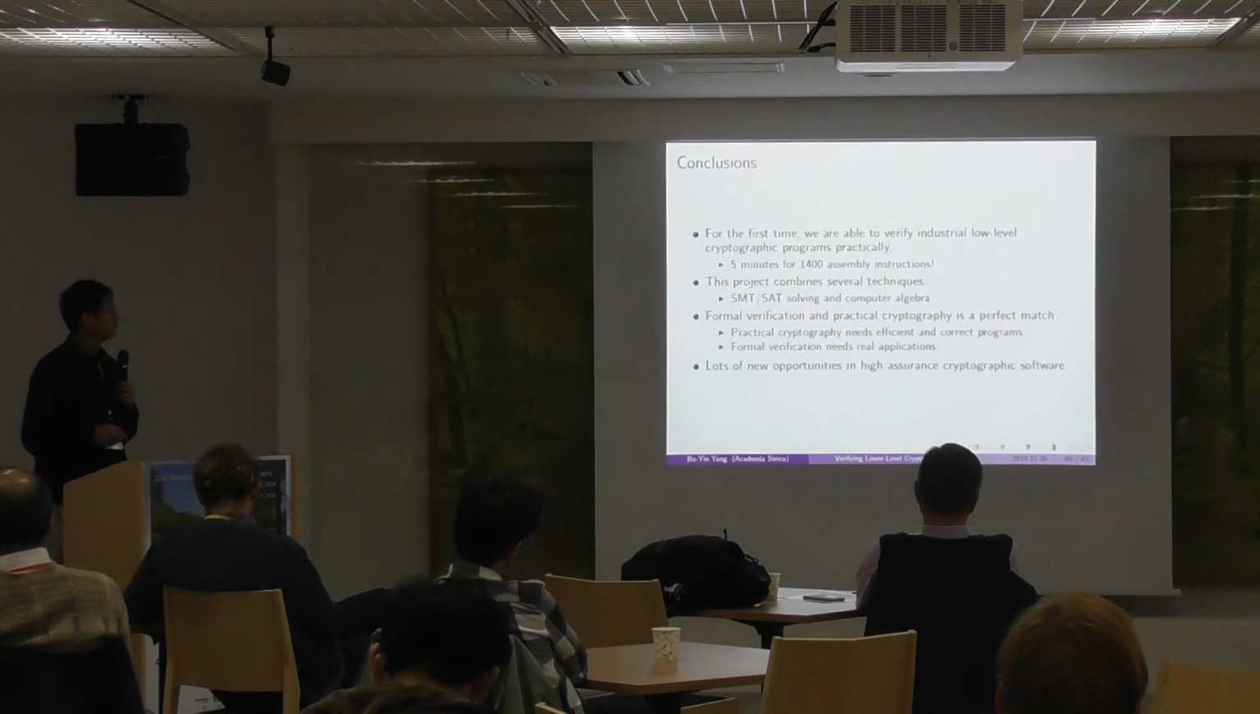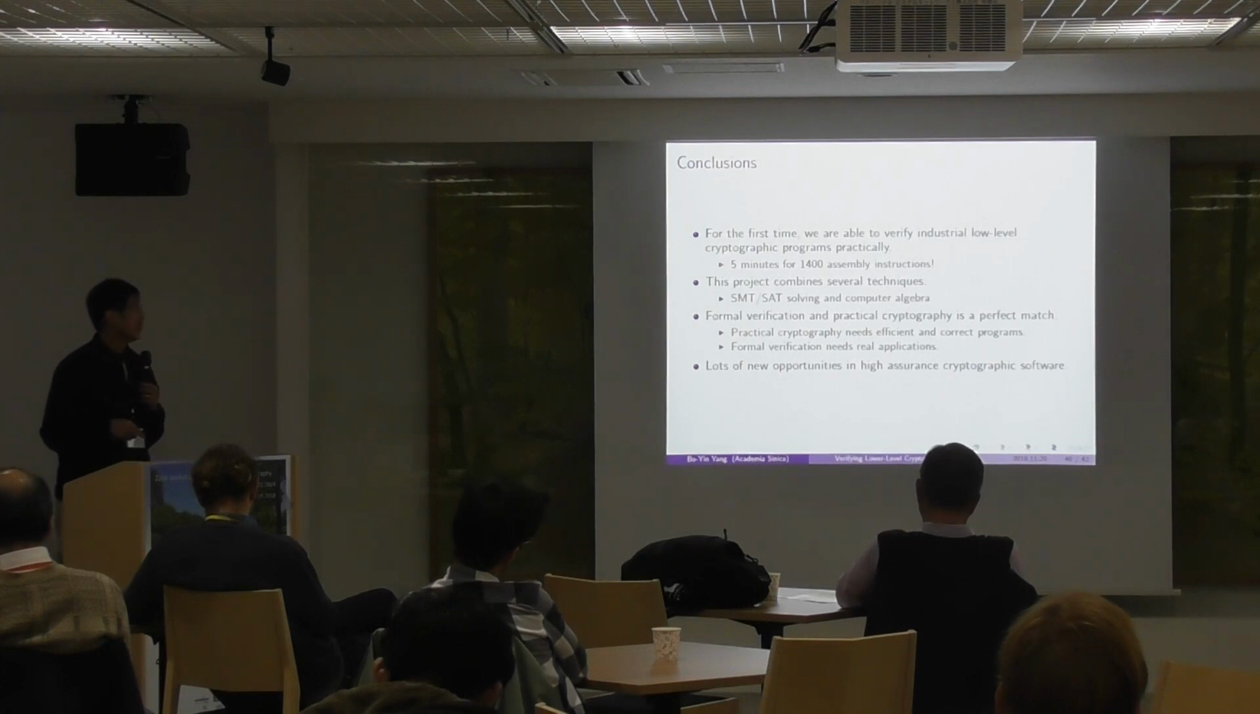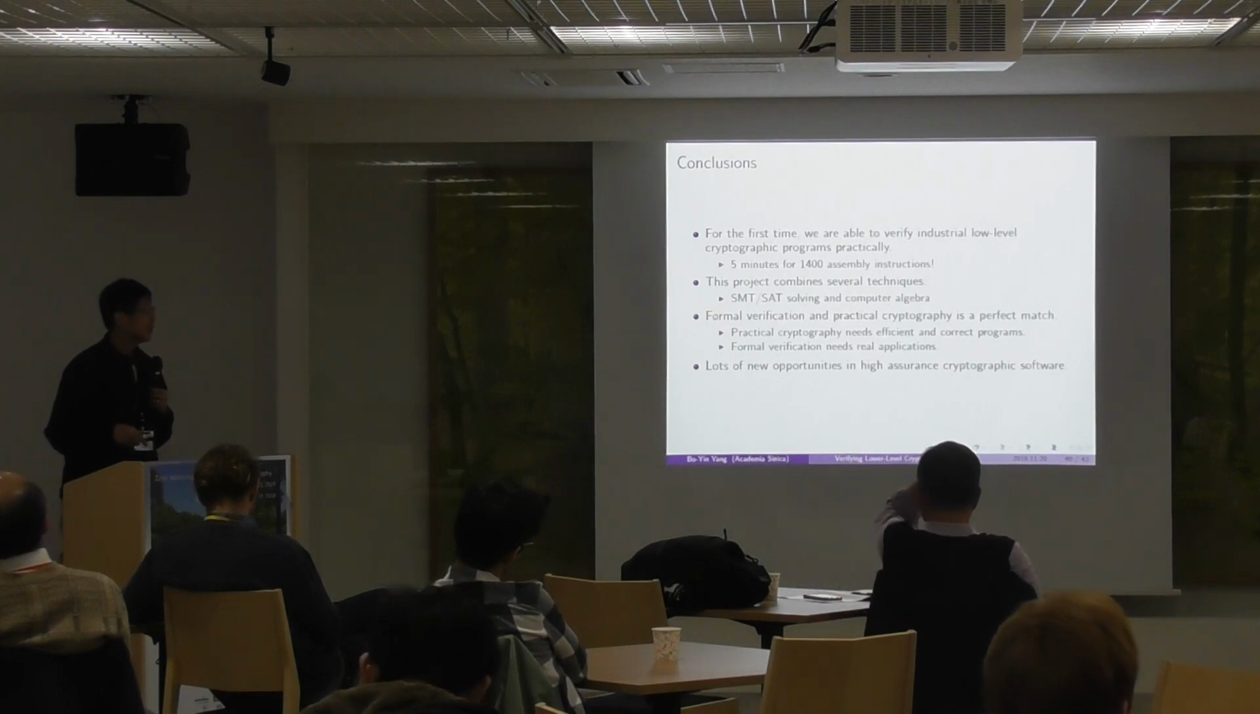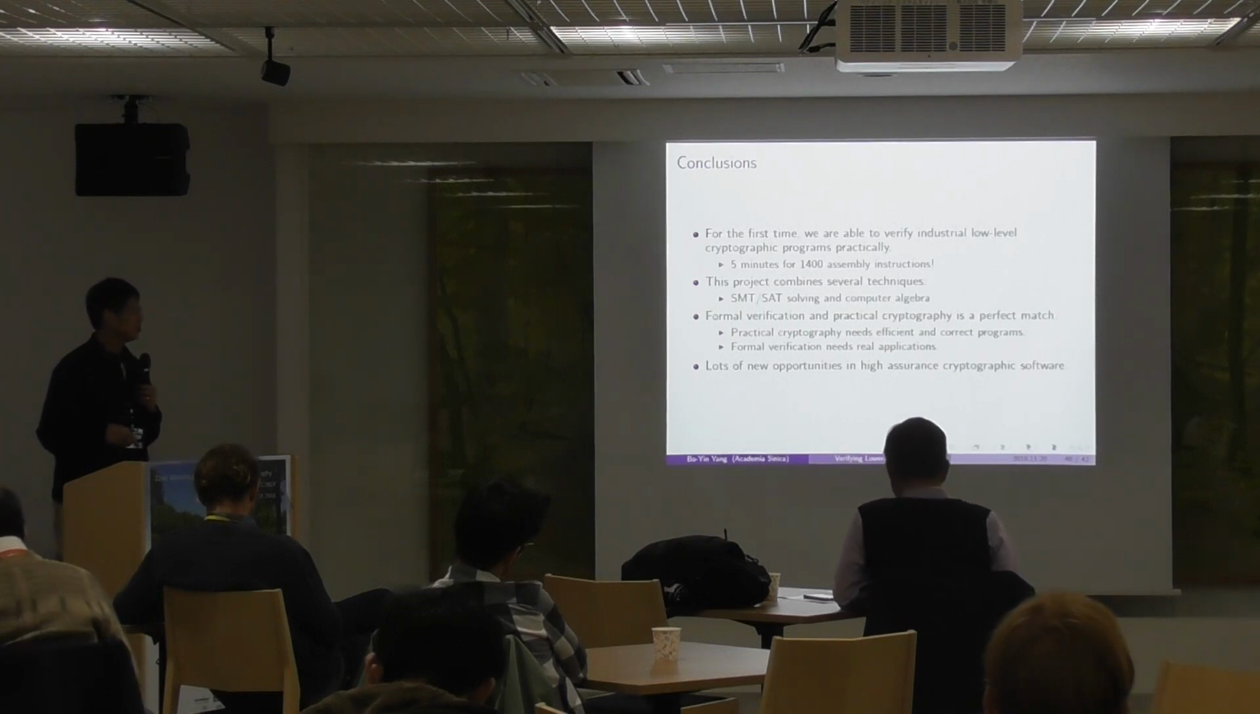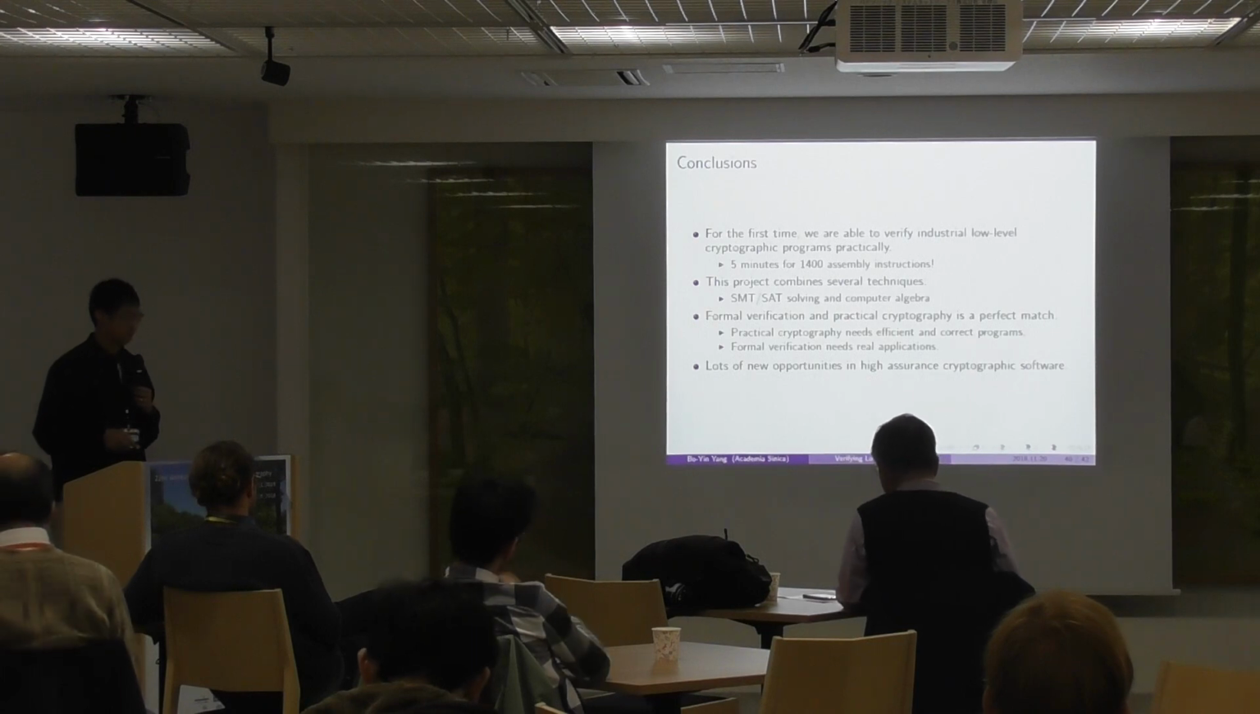So for the first time, we can verify industrial low-level cryptographic code practically. And it only takes like 5 minutes for 1,400 assembly instructions. You can do this, and you can do this again and again. And this uses SAT solving and computer algebra. And we believe that formal verification and practical cryptography is a perfect match. Everybody should try this. And there's lots of new opportunities in high assurance cryptographic software.